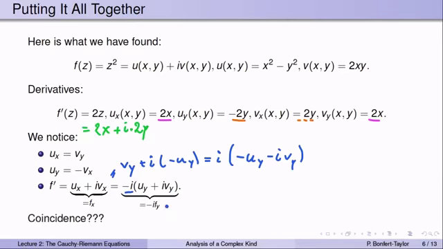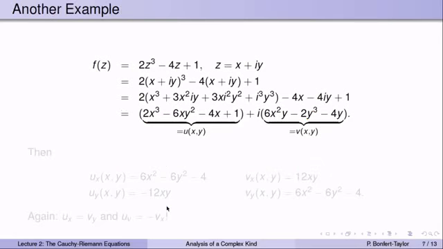Was that coincidence? Was it just true for the function z squared? Let's look at another example. Let's look at the function f of z equals 2z cubed minus 4z plus 1. Again, we write z as x plus iy, and when we plug that in, we find 2 times quantity x plus iy cubed minus 4 times quantity x plus iy plus 1. Now we need to multiply this through, unfortunately, so it gets a little bit ugly.